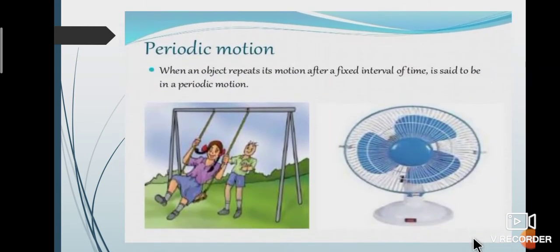Okay, we have already discussed six types of motion based on path. Now, based on duration, motion is classified into 2 types. One is periodic motion, another is non-periodic motion. First, we will see periodic motion. When an object repeats its motion after a fixed time interval, it is said to be periodic motion. Example: girl on the swing, table fan.